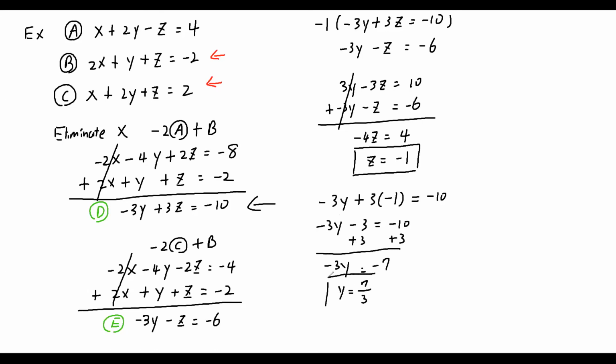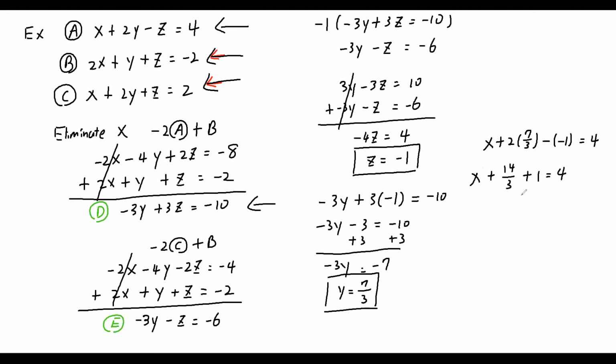And now we have obtained another variable. All we have to do last is plug the two variables we got back into either one of the equations at the beginning. It does not matter which one we plug in. So why don't we try the first equation? X plus 2 times 7 over 3 minus negative 1 is equal to 4. X plus 14 over 3 plus 1 equals 4. Subtract 1 on both sides. We get x plus 14 over 3 equals 3.